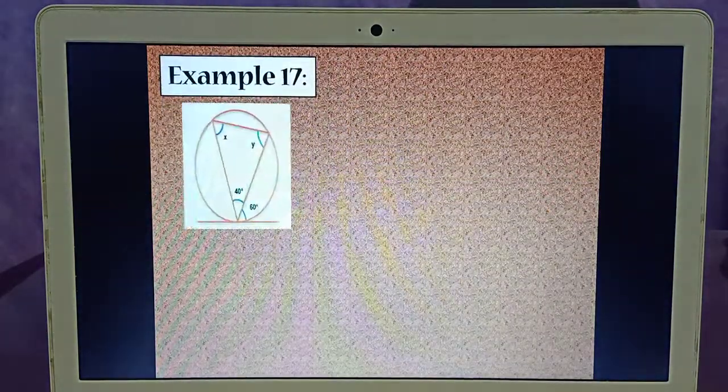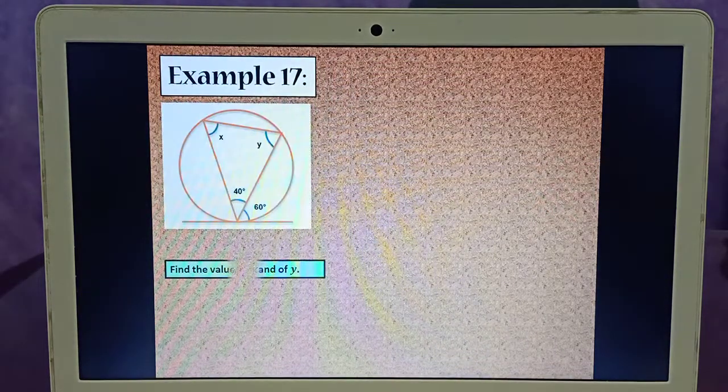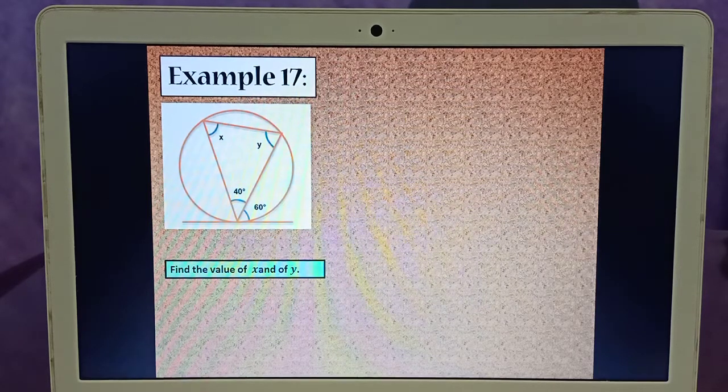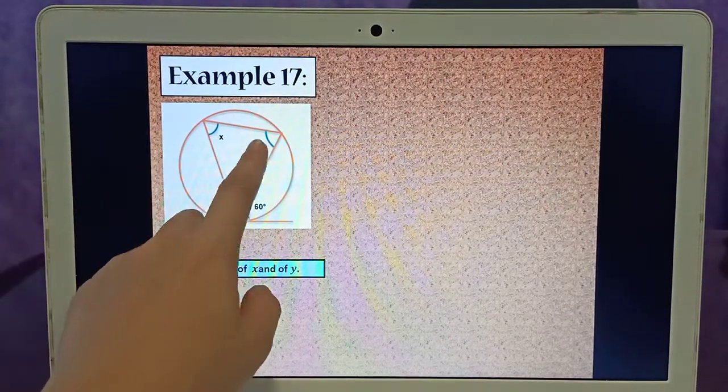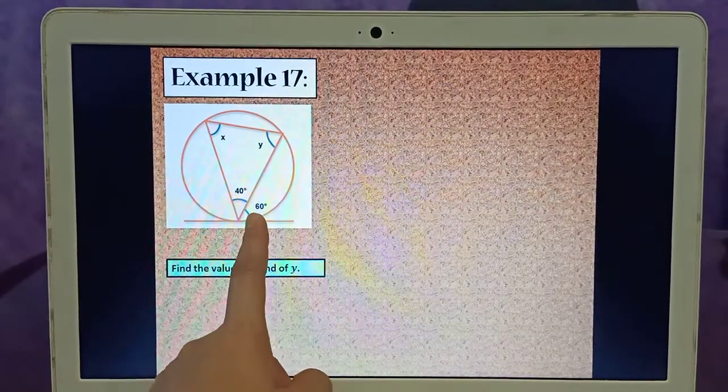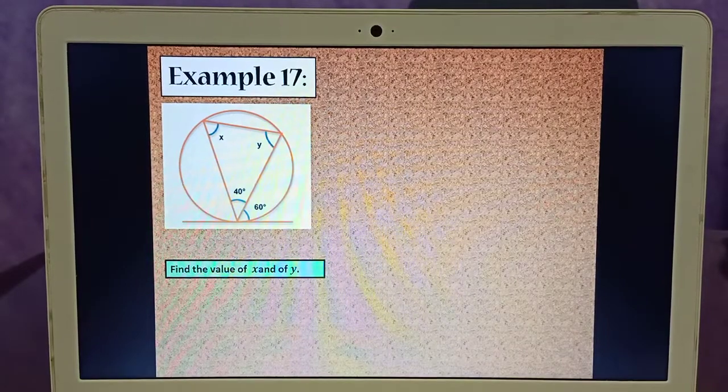Okay, example 17. Let's look at this question. Find the value of x and y. So you need to know what can I use to find my x. You say, oh teacher, to find x, I need to know what is my y. Oh teacher, this y probably is 60. Are you sure? Why 60?